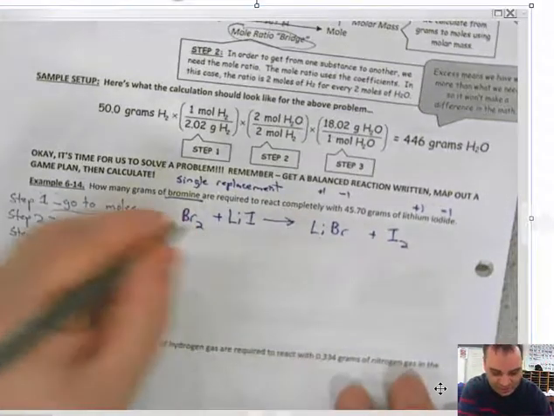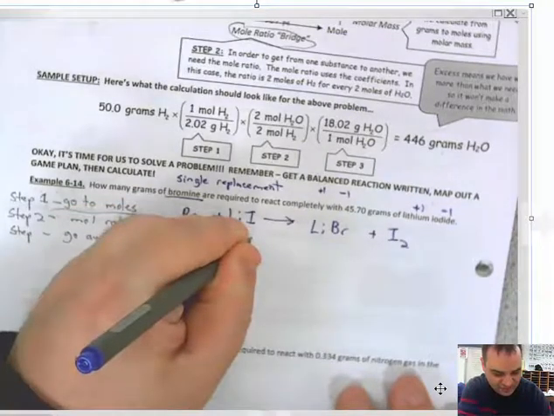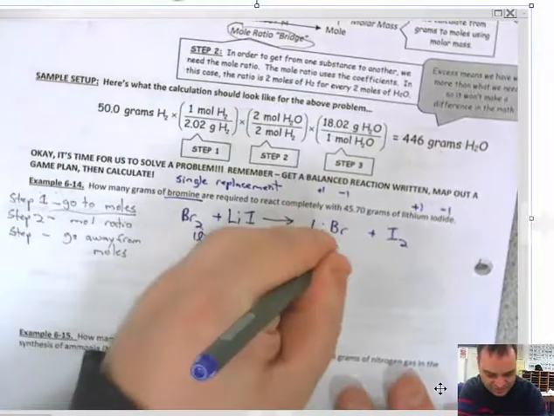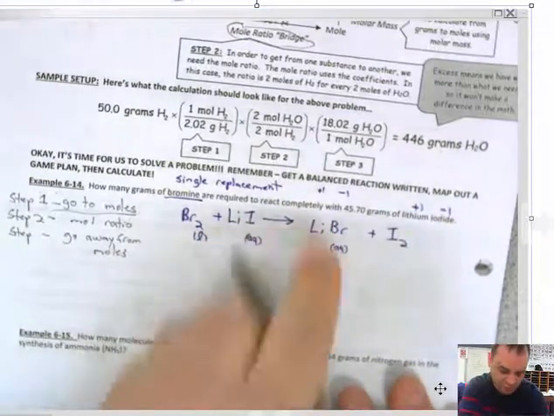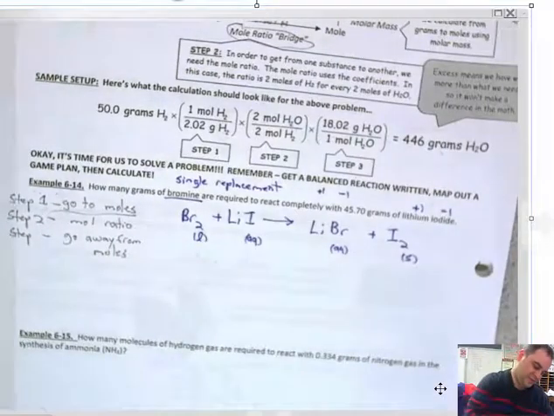I've got to put in the state symbols here. So this is a liquid here. This would be aqueous, according to the solubility rules. This would be aqueous because these both have group 1 in it. And iodine is a solid. Okay.